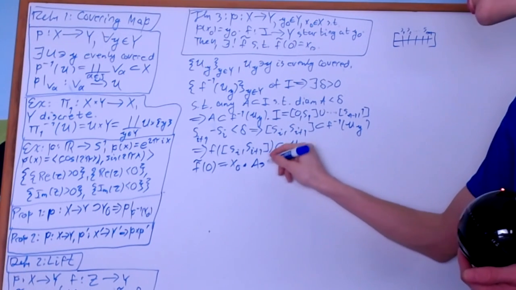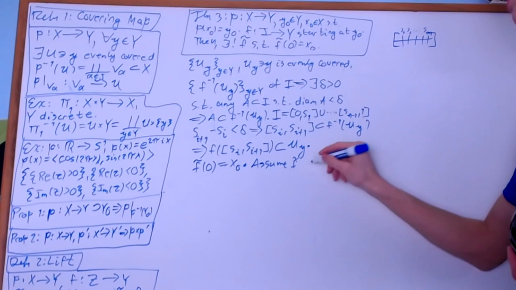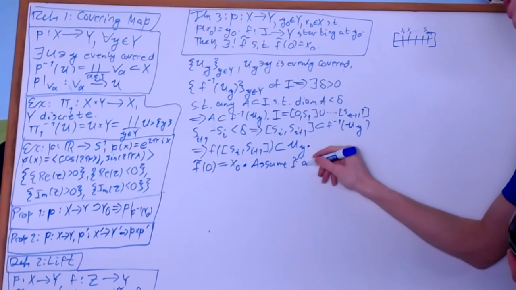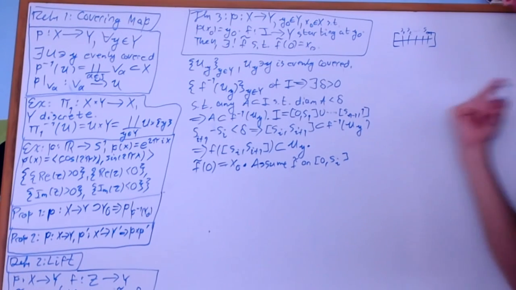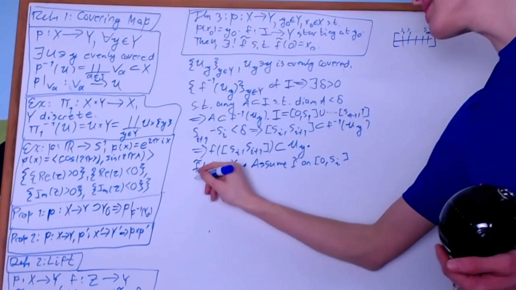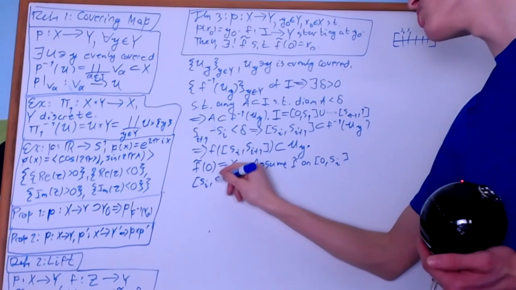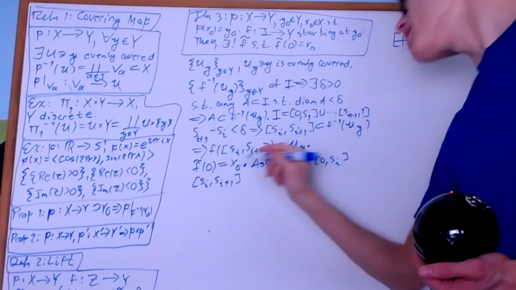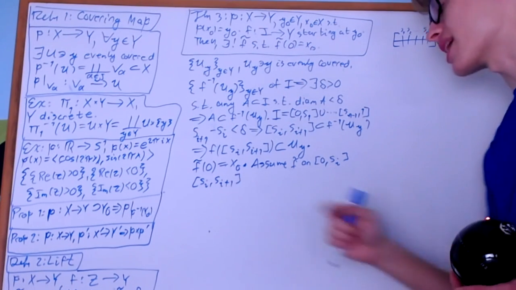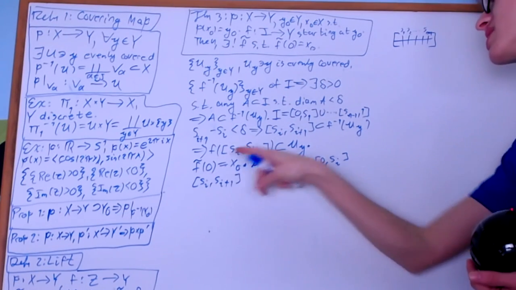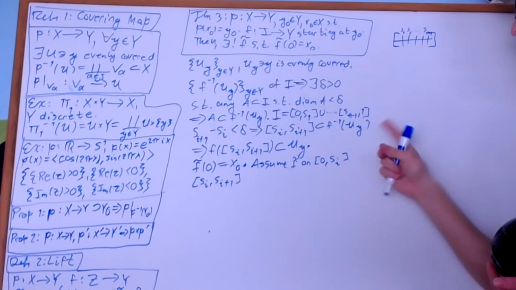Now we can assume that f tilde is defined on the interval from 0 to, say, Si. Now we're going to define it on the interval from Si to Si plus 1. And then inductively, we have it defined on the interval from 0 to Si plus 1. In case you're confused why this is the base case, S0 is 0.